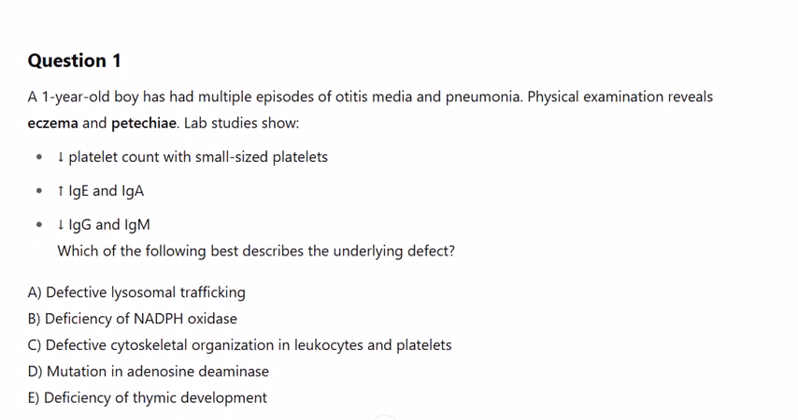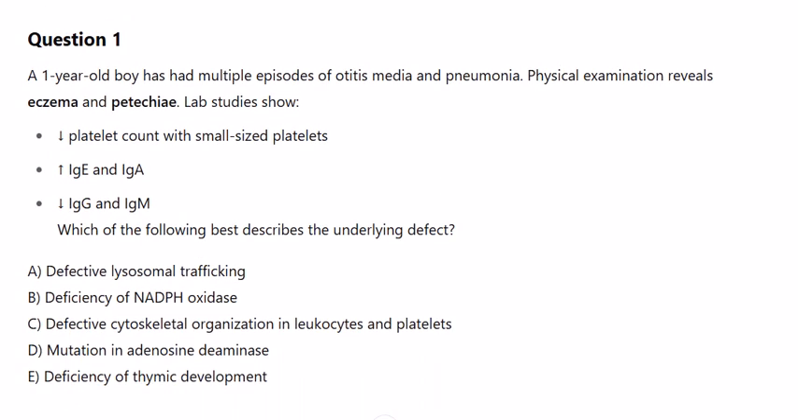Question 1. A 1-year-old boy has had multiple episodes of otitis media and pneumonia. Physical examination reveals eczema and petechiae. Lab studies show decreased platelet count with small-sized platelets, increased IgE and IgA, decreased IgG and IgM. Which of the following best describes the underlying defect?